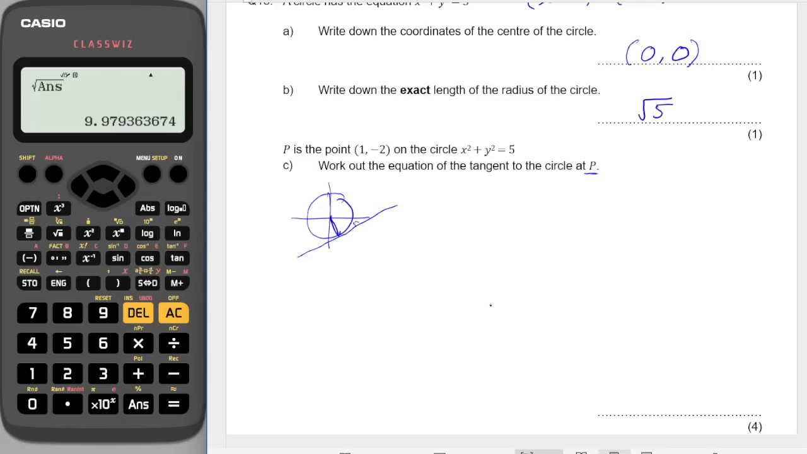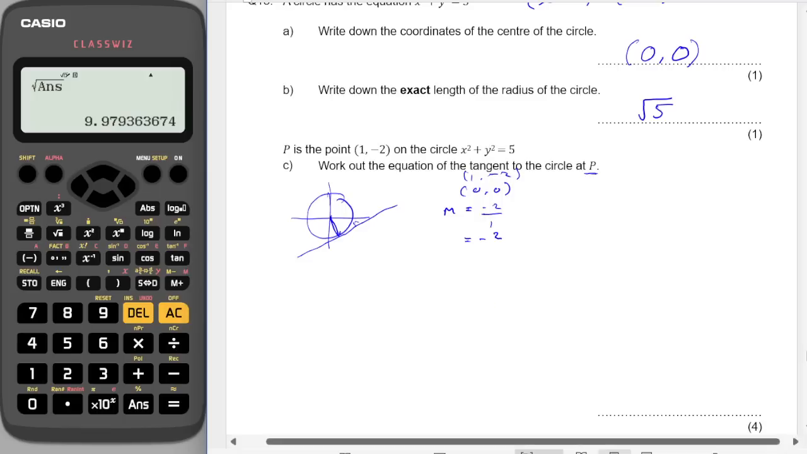So we want to work out the gradient between the 2 points (1, minus 2) and (0, 0). So the y has changed by minus 2 and the x has changed by 1. So the gradient of the radius is minus 2. That means that the gradient of the tangent, so that's this line here, which creates a perpendicular line, is going to be the negative reciprocal of that. So the gradient of the tangent, I'll call that m t, is going to be equal to 1/2.